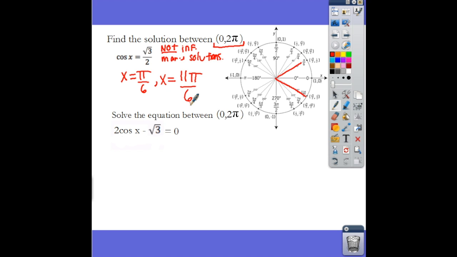So now let's look at how to solve the equation 2 cosine of x minus the square root of 3 equals 0 between 0 and 2 pi. To solve an equation, you're trying to isolate the trig function. So you're trying to isolate the cosine of x here. Just like solving a normal equation, what you do to one side, you have to do to the other. So let's first add the square root of 3 to both sides, leaving us with 2 cosine of x equals the square root of 3.